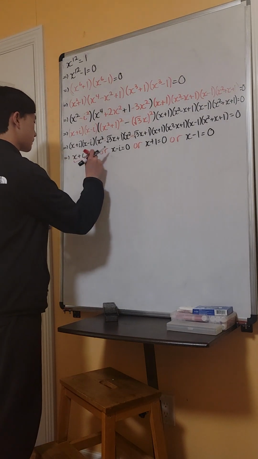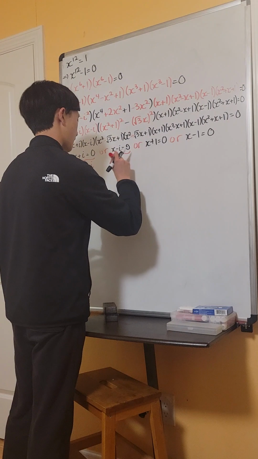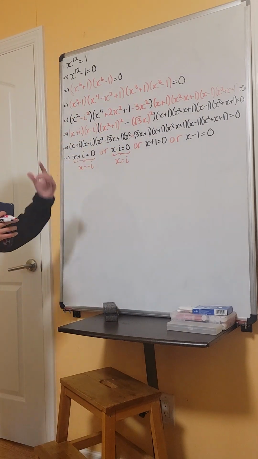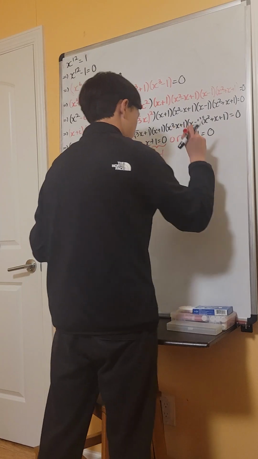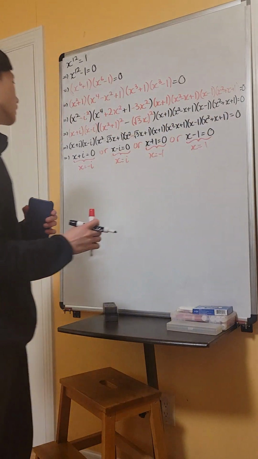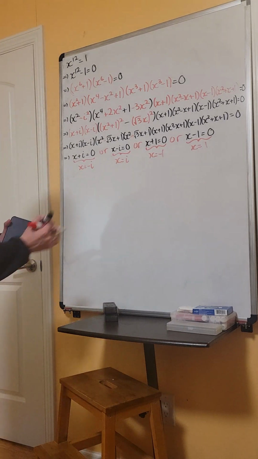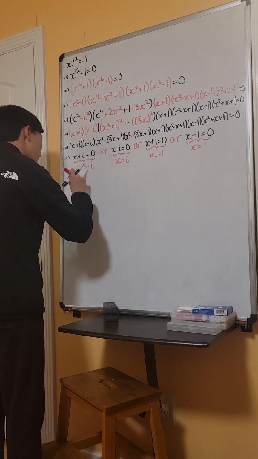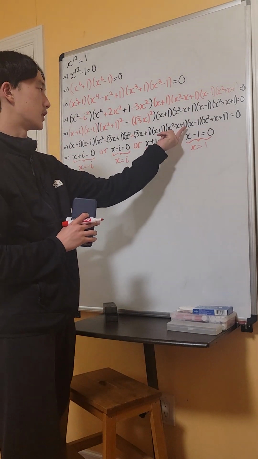And then this would give us x is equal to negative i. This would give us x is equal to i, just isolate x. And then this would give us x is equal to negative 1. And then this would give us x is equal to 1. We solve the quadratics, right? Well, you know what? Let's do the easier ones first, right? This and that.